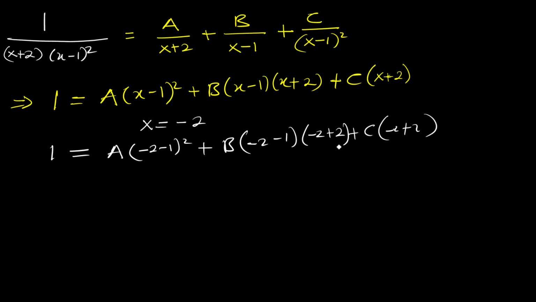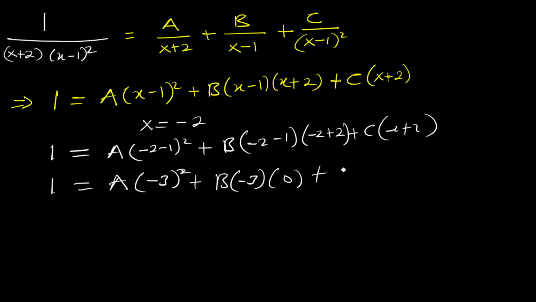So we have 1 equals A times minus 3 squared, plus B, we have minus 3 here, then we have 0 there, plus C, my minus 2 plus 2 is 0, so this one will go away. I will leave 1 equals 9A. Therefore, A is 1 over 9.